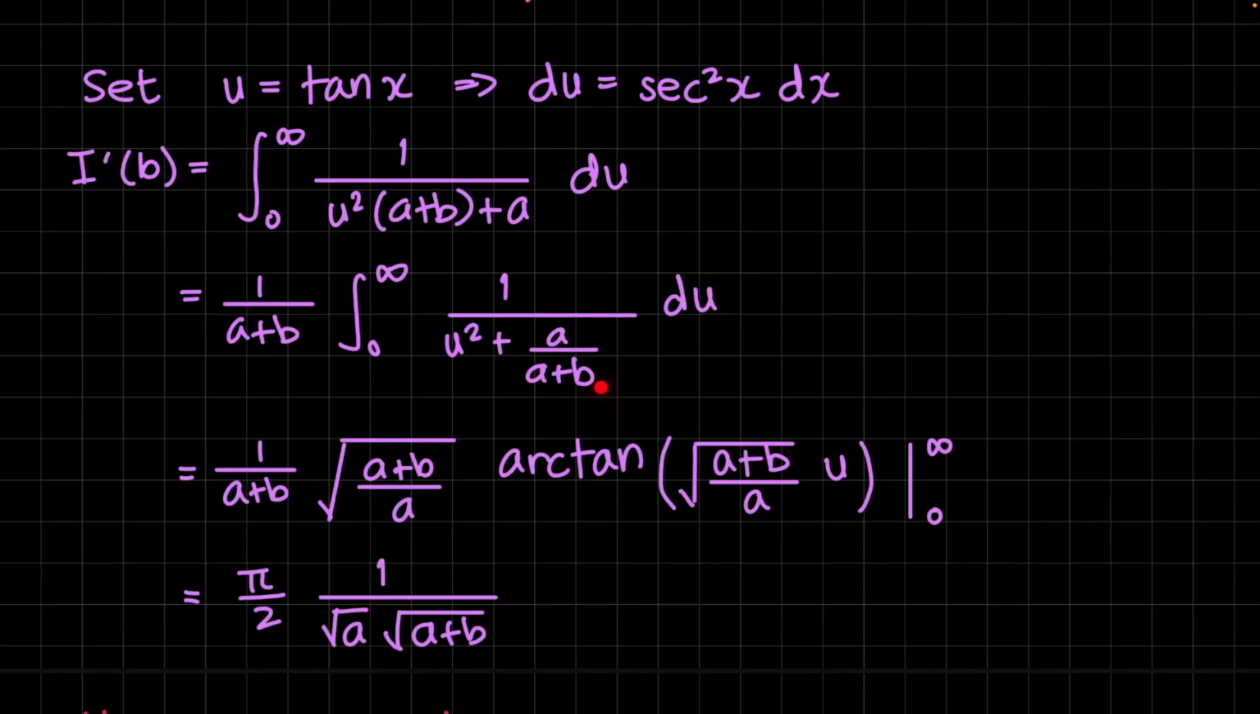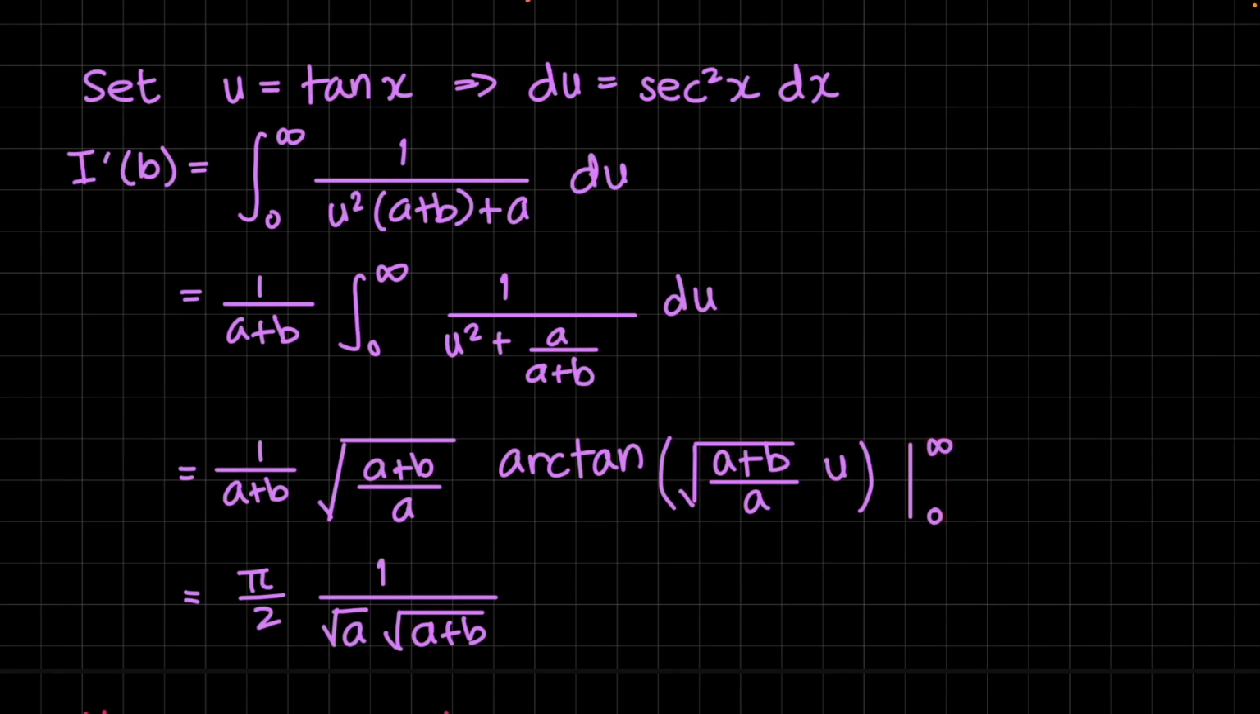You can either do a trigonometric substitution if you don't recognize what form this is, but I'm going to skip those many steps because we've done this many times before. So we have 1 over a plus b from before, and then this integral evaluates to the square root of (a plus b) over a, which was 1 over this coefficient here, times arctan of the square root of (a plus b) over a times u, evaluated from 0 to infinity.